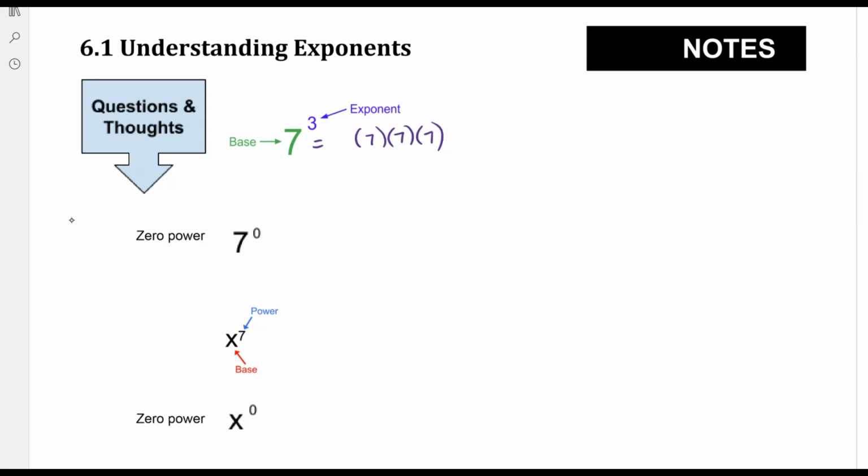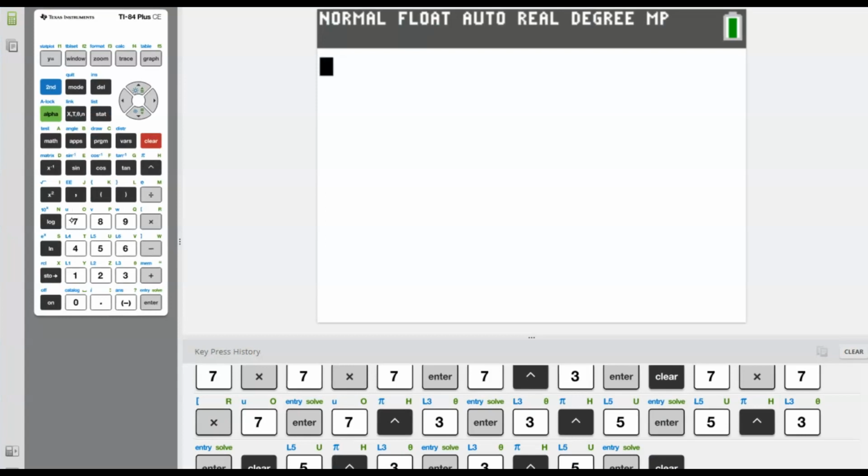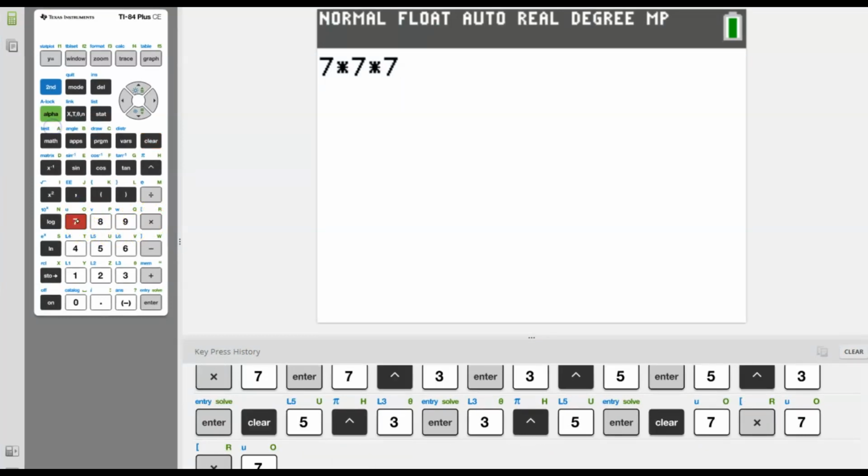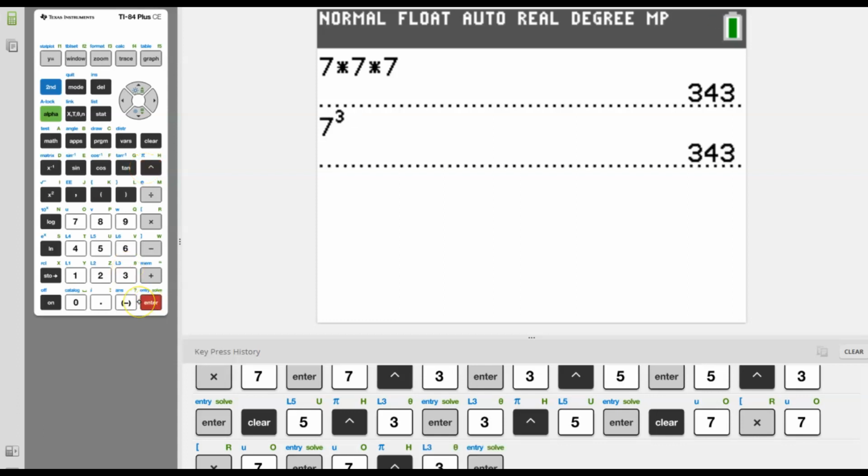If we need to use a calculator to evaluate those, then we can do that. So one way I can do this is just type it in, 7 times 7 times 7, and I get that answer. But if my exponent is very large, I certainly don't want to do that, so I can write 7 raised to the, so you see my little caret with the red button right there, raised to the third power, and I get the same answer. Now, if you want that little caret on your keyboard, then Shift 6 to get that.